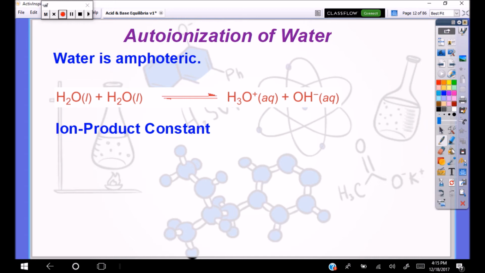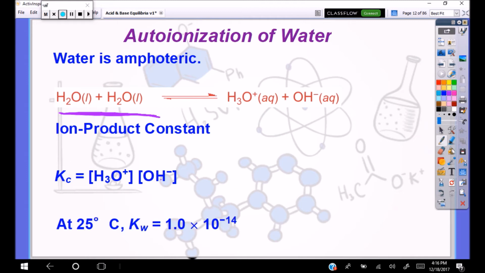So yes, we are talking equilibrium. We know that we don't include the pure liquids, but we do include everything that's aqueous or in gaseous state. So our equilibrium is going to be H3O plus and OH minus. Now, since water can auto-ionize, we pretty much can figure out that the concentration of water is not going to change. So since the concentration of water is constant, and we know that this auto-ionization will always lead us to the same K value, at 25 degrees, we have a K value for water that's equal to 1.0 times 10 to the negative 14th.